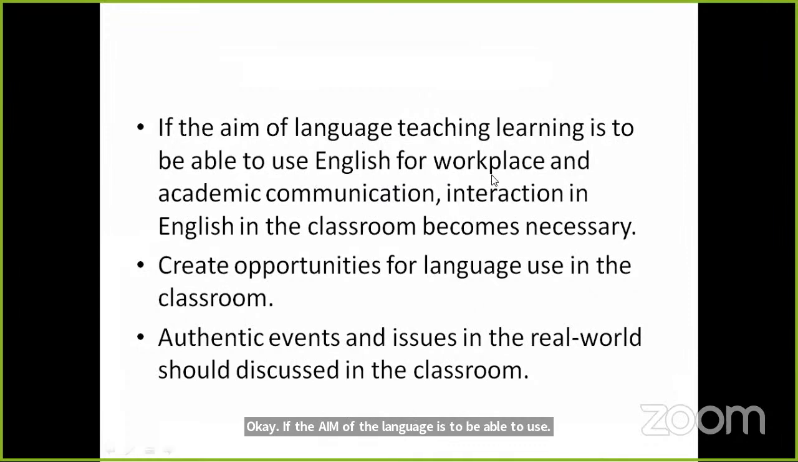English language for workplace and academic communication, interaction in English in the classroom becomes necessary. So what is the aim of learning and teaching language? We should be able to use English for workplace and also academic communication. Interaction in English in the classroom becomes very necessary. So this is the criteria for language teaching and learning in instructional settings.